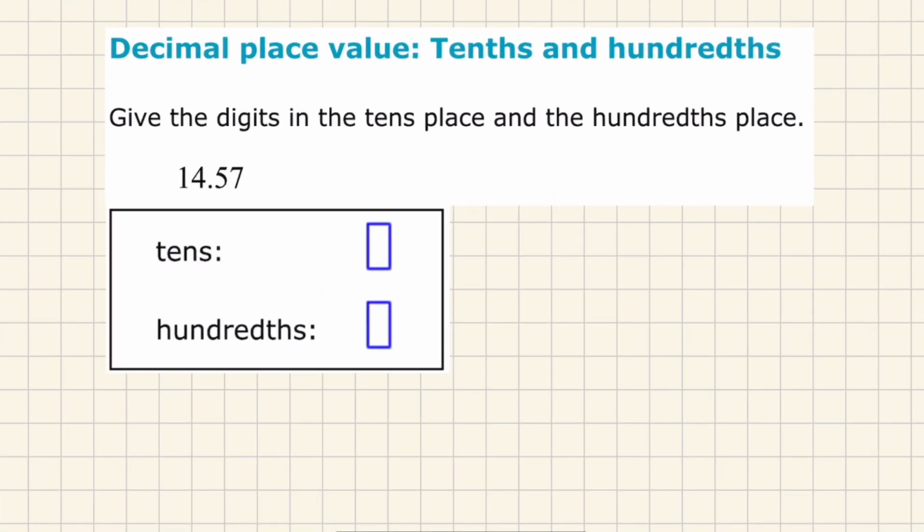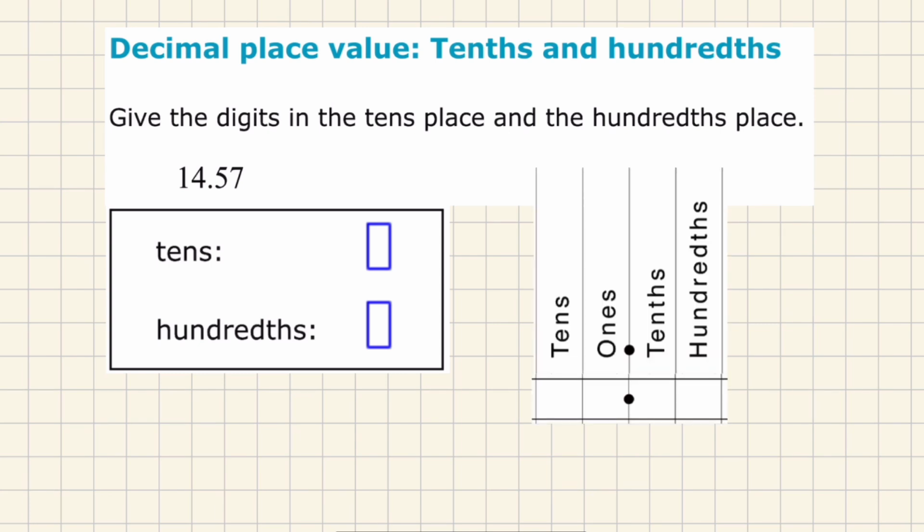In this example, we're given 14.57 and asked to identify the digits in the tens place and the hundredths place. To do so, I'll recall that the digit to the left of the decimal point is the ones, and the second digit to the left is the tens. However, going to the right of the decimal point, we don't have a ones place value. The first place value is tenths.